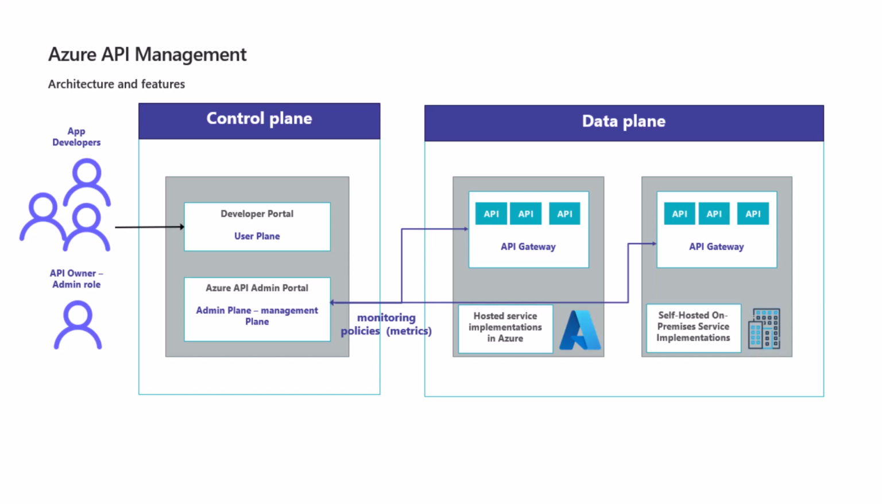The administration portal and developer portal are integrated inside the control plane. When it comes to the API gateway, here we talk about the data plane, and we can see that we have two types: self-hosted, or a hosted service in the cloud, by which we mean here in Azure.